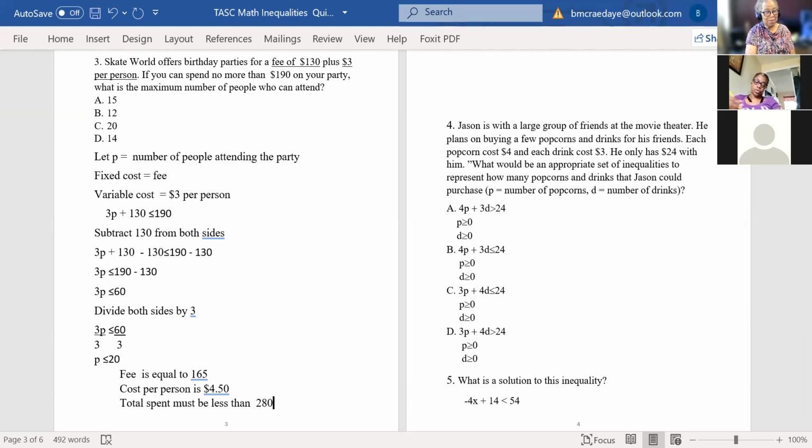That's where we have to know how many persons can attend. The fee is 165, the cost per person is 450, and the total spent must be less than 280. So first I want you to set up the inequality. Tell me what your setup is.